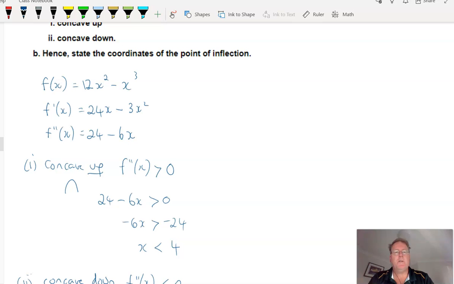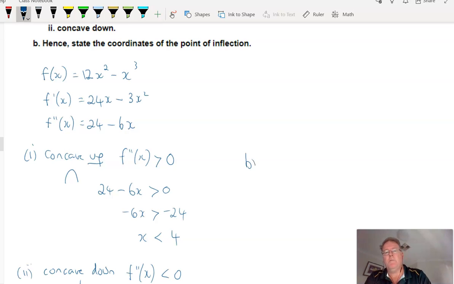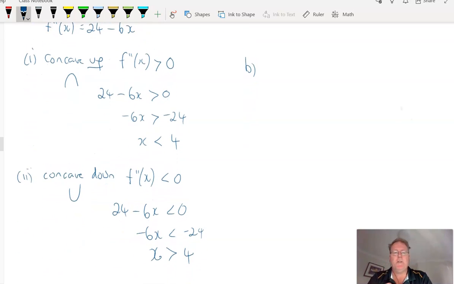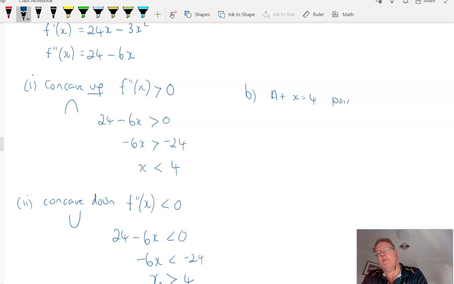And the second question is, hence state the coordinates of the point of inflection. Well, that one's pretty easy because if concavity changes at 4, then the point of inflection is at 4. And we can solve by simply solving 24 minus 6x equals 0 and get 4. So we know that x equals 4. That's a point of inflection.